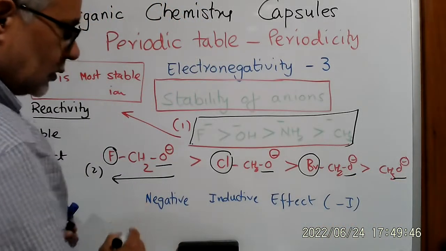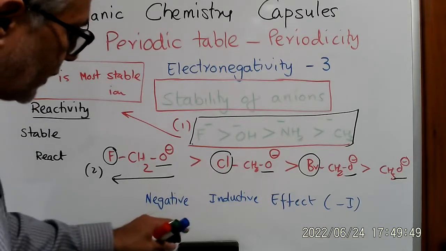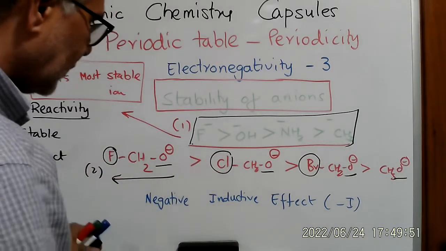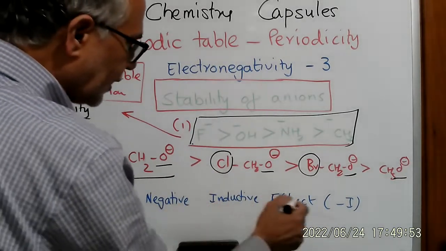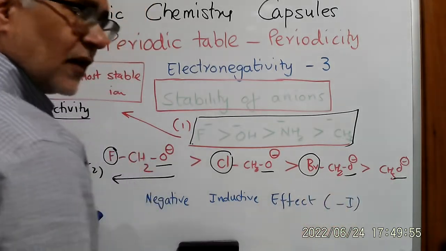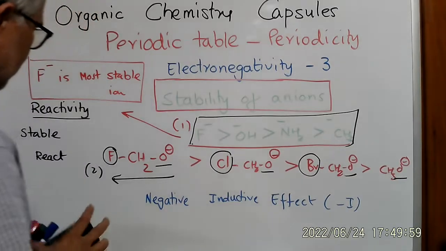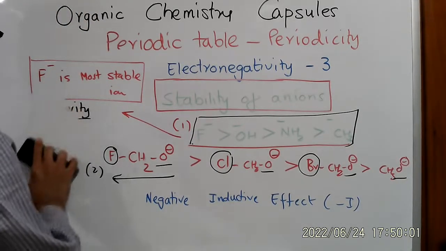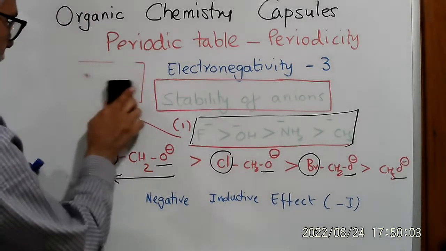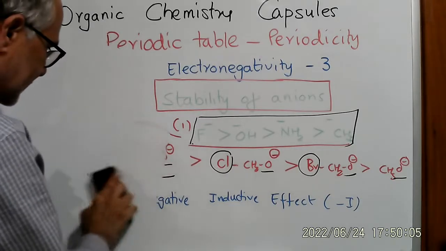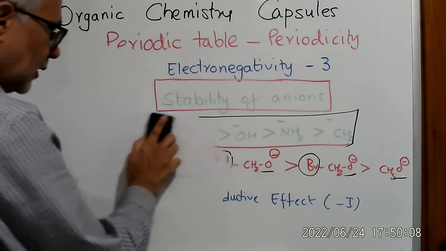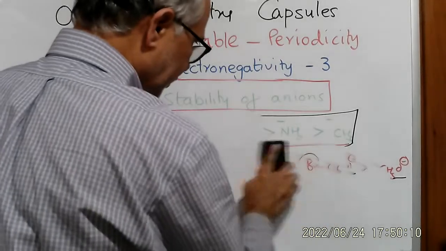And we also came up with a nomenclature for that. What do we call this effect? This effect is called negative inductive effect, or minus I. Now, with that review, we'll move into two more examples of electronegativity and stability, and then we'll go to a different topic.